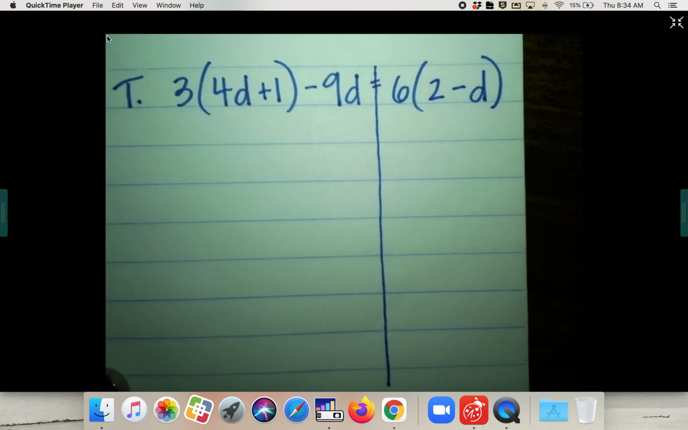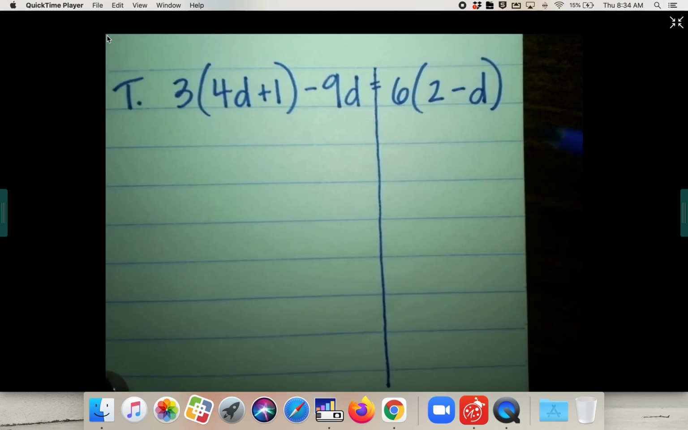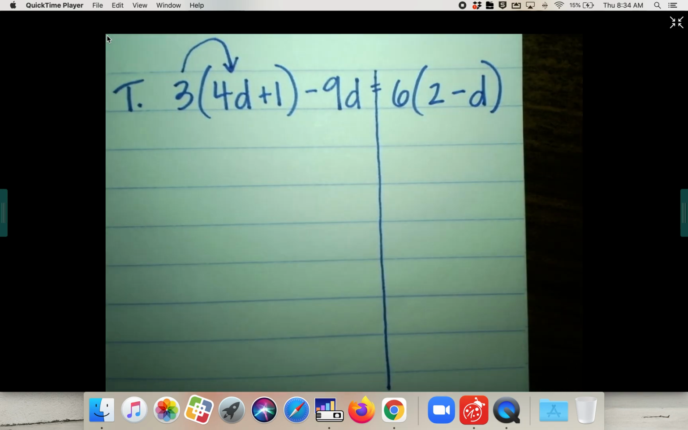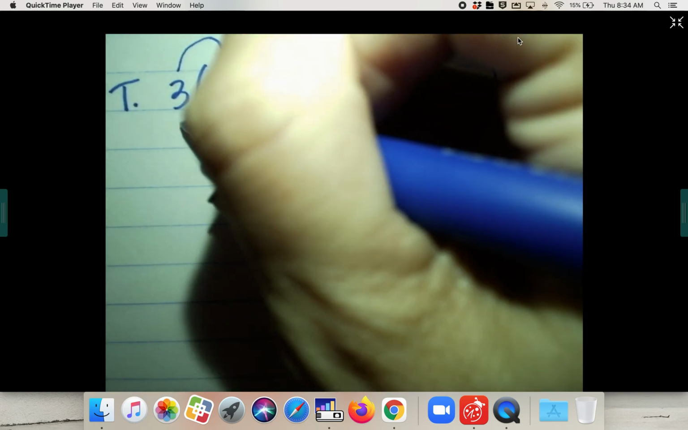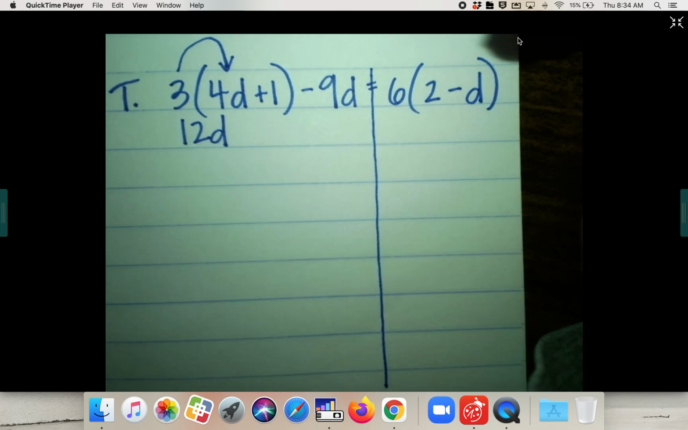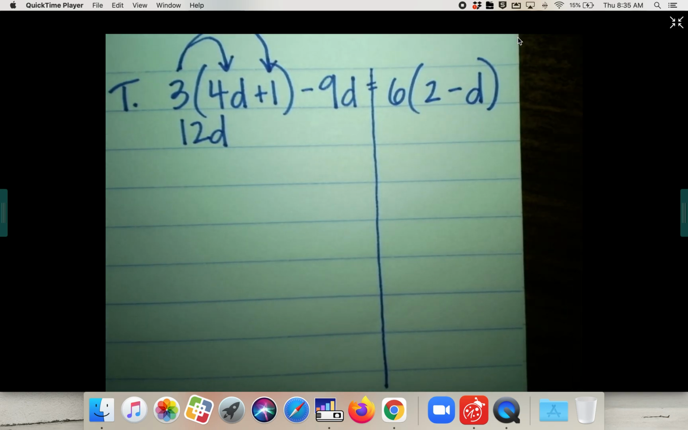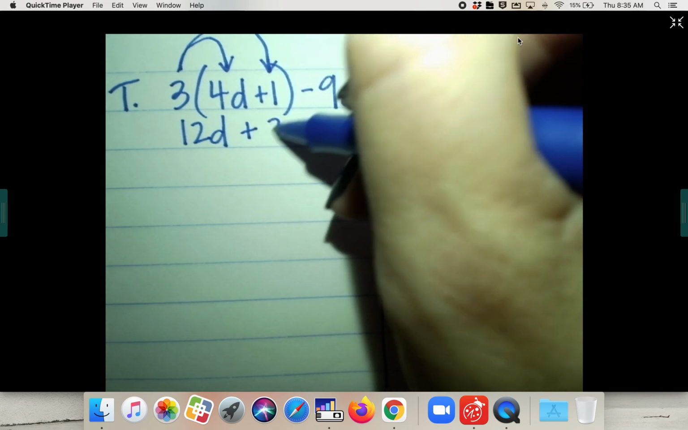All right, first thing we want to do is distribute, and we have distribution on both sides, so it doesn't matter which one you do first, so I'm just going to go left to right. So I'm going to distribute the 3. 3 times 4D is 12D. 3 times 1 is 3, so it's positive, so we want to put plus 3.